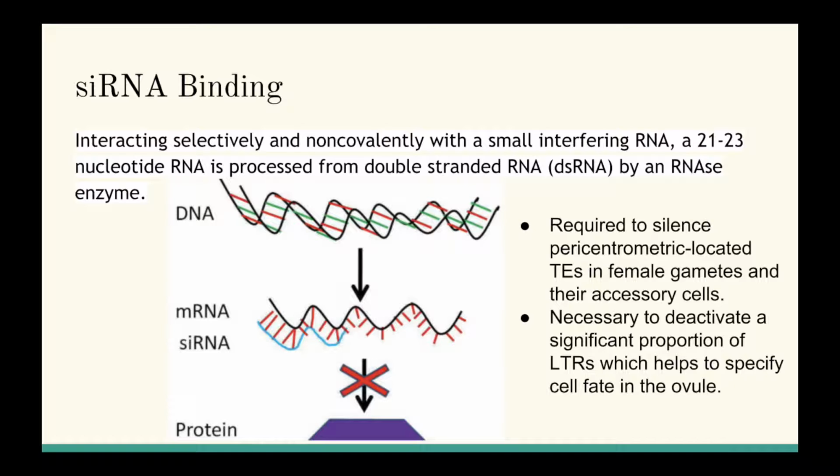siRNA, or small interference RNA, is a synthetic RNA duplex designed specifically to target a particular mRNA. A 21 to 23 nucleotide RNA is processed from a double-stranded RNA by an RNase enzyme, and this interacts with the siRNA. This is required to silence pericentric located TEs in female gametes and their accessory cells. This means that it is situated near or on both sides of the centromere of a chromosome. This siRNA binding is necessary to deactivate a large proportion of LTRs. This helps to specify the cell fate in the ovule.